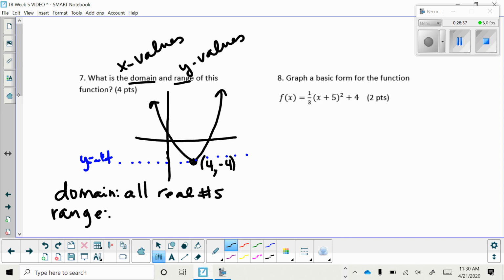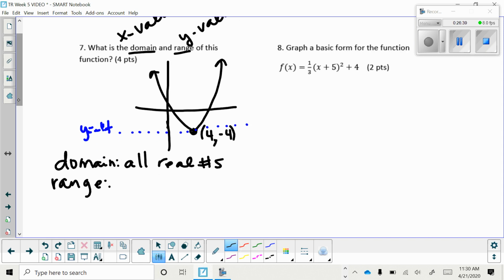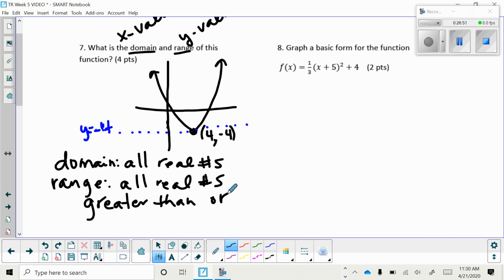So here's how we would explain that in words. The range is all real numbers greater than or equal to -4. Because those are the only y values that have a point on the graph. Okay. So that is all the questions for that function.